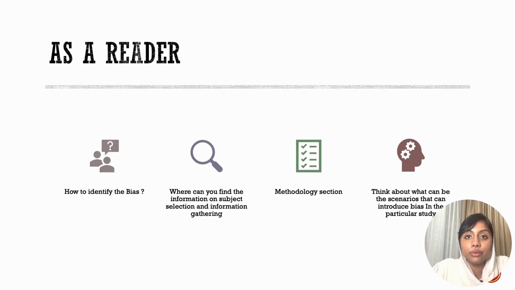So what does this indicate? Now as a reader, why do you need to know this? You need to look for these biases, and where can you find the influence of these biases in a research article?